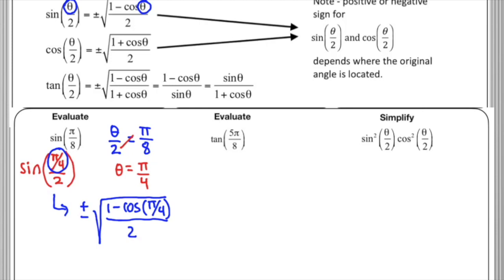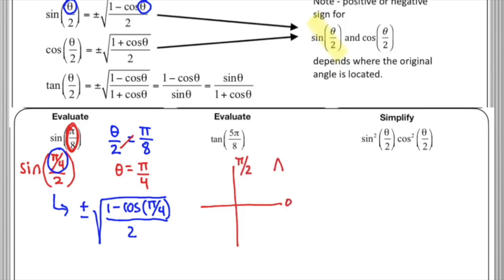So we've got this sine of pi over 4 over 2 here, and the sign is going to depend on where the original angle falls. The original angle is pi over 8. We know that pi over 8 has to fall in the first quadrant, right? Because it's in between 0 and pi over 2.